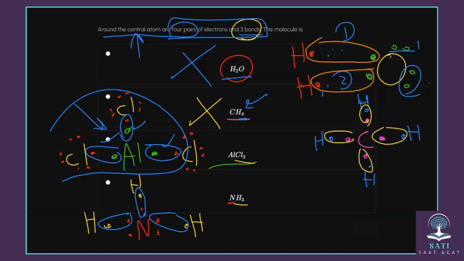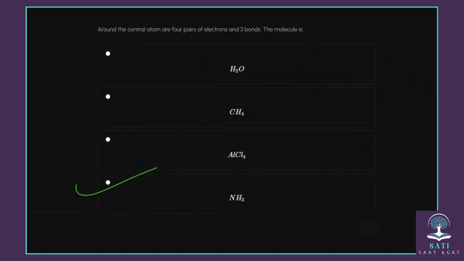So for this question, how many bonds do we have around the central atom? We have 3 bonds: 1, 2, 3. And how many pairs of electrons? This is 1 pair, the second pair, the third pair, and the 4th pair. So there are 4 pairs of electrons around NH3. That means this is the answer, because the question asks for 4 pairs and 3 bonds. So you choose D as the answer.